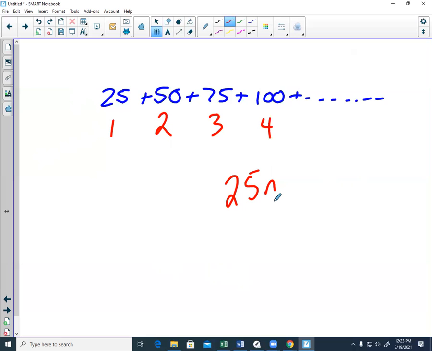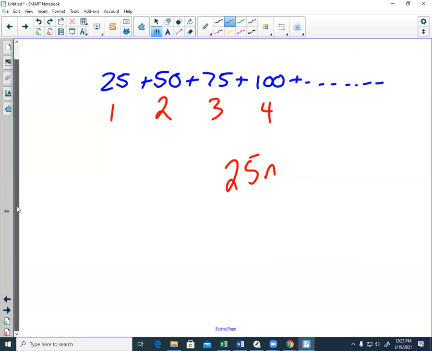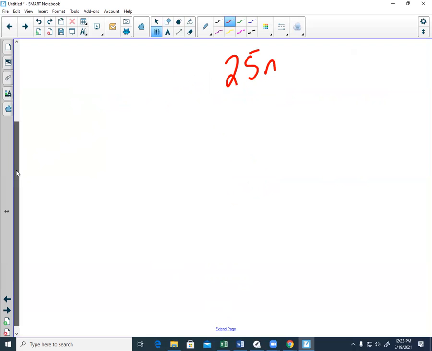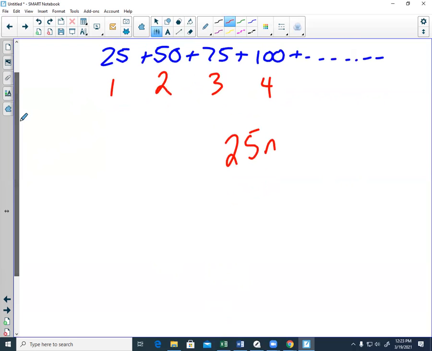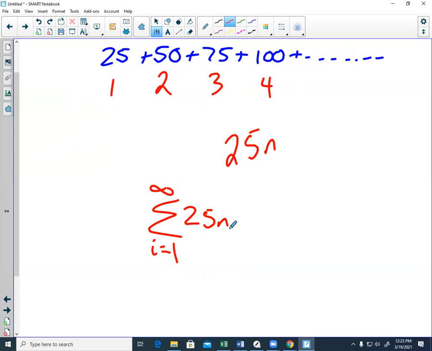So if I wanted to write the actual summation notation of this, which is what the end of this section is about, if I wanted to find the first infinite number of terms of this pattern, I would write summation notation from the first term. It never stops, right? It goes on forever. So from the first term to infinity of 25n. So this is me saying that I'm taking the sum of the first blank number of terms from 1 to infinity of 25n. So you need to be able to read these as well, okay? But that's how we would start that.